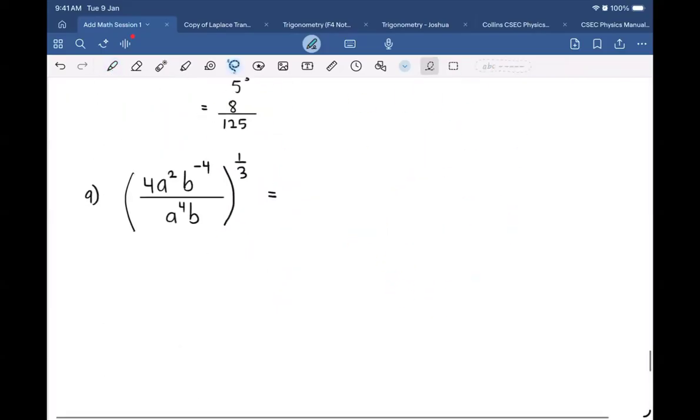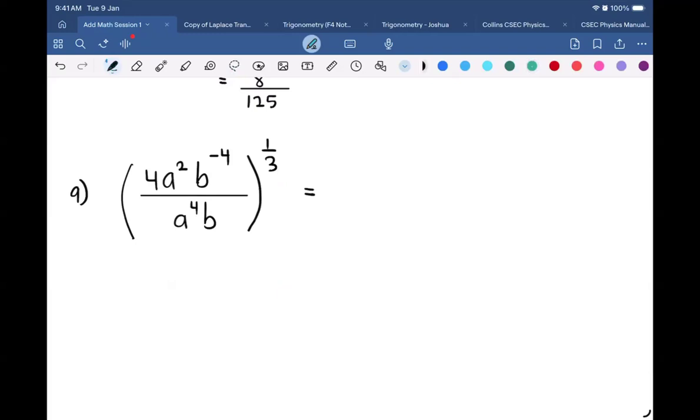Cool. Question 9. Isaiah, tell me what to do. Wait, let me take my time. First things first, we have a fraction, and we're raising the fraction to the power of a third. So I'm going to split it up into parts: 4a squared b to the power minus 4, to the power 1 over 3, right? So, Isaiah, you're cool with everything here, right?